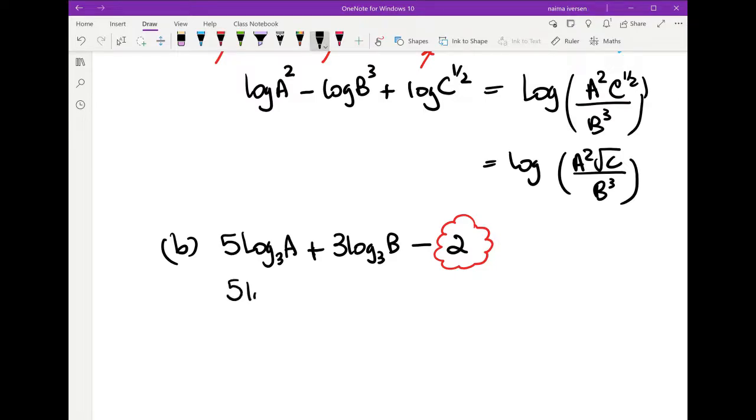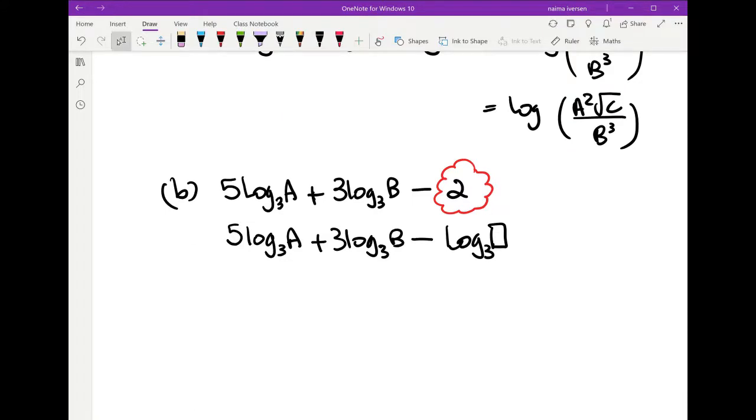So we've got 5 log base 3 of a plus 3 log base 3 of b. And this has to be log base 3 of something. We have to write it as log base 3 of something. So if you think about this over on the side, 2 has to be log base 3 of something. Now, if you can think of that something in your mind, fantastic. If you can't, you can change this to exponential form. The base is 3. Logs are exponents. 2. Left over is that little square that we've got.